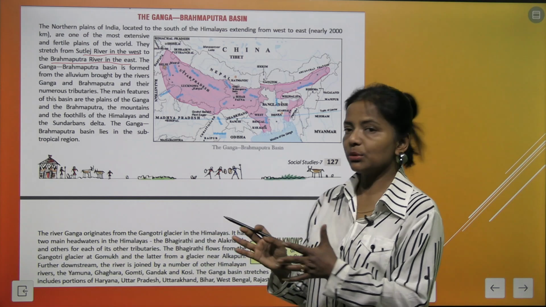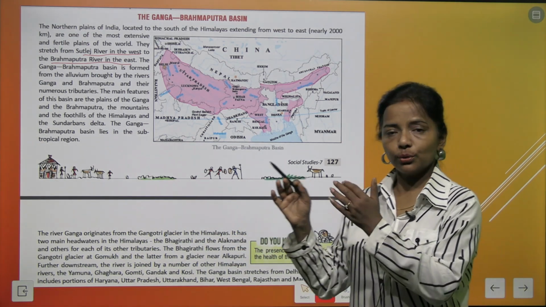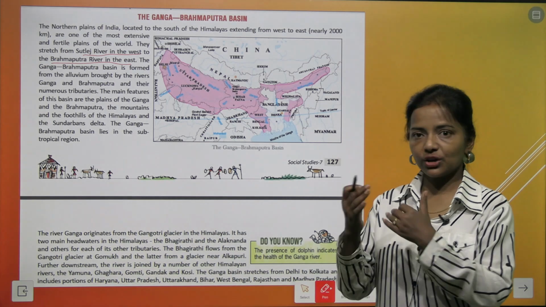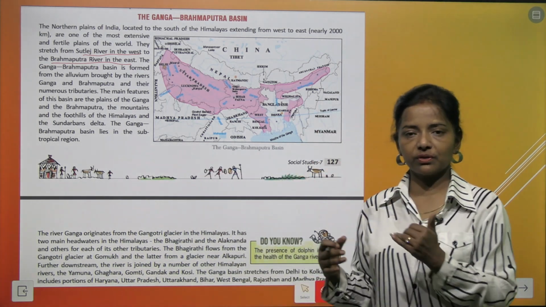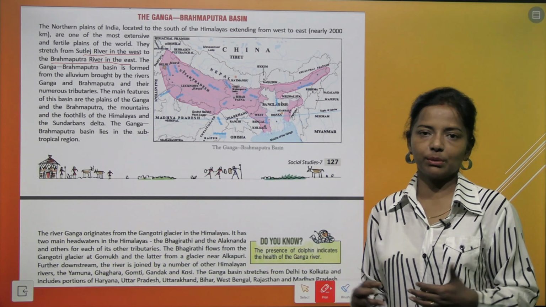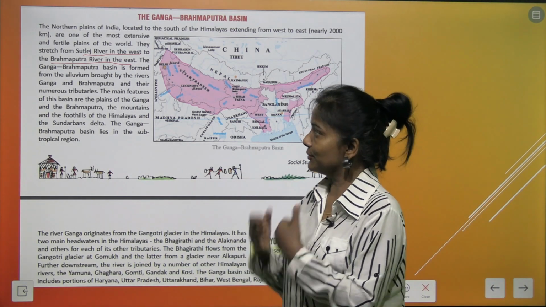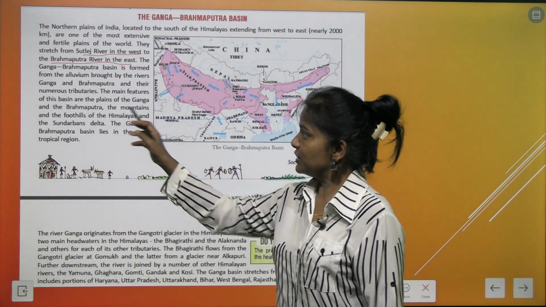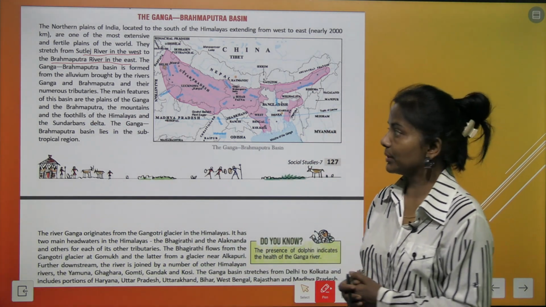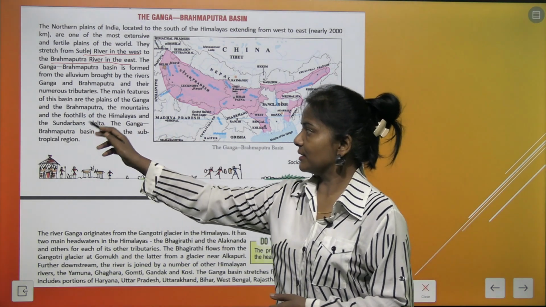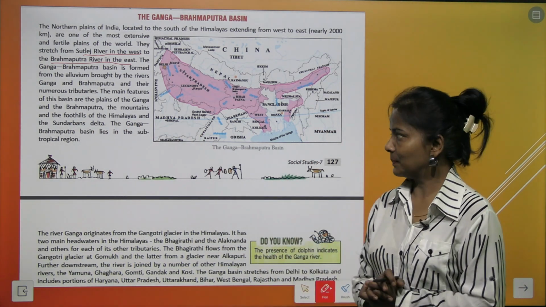अब ये जो गंगा ब्रह्मपुत्र बेसिन फॉर्म हुआ है, ये किससे फॉर्म होता है? गंगा और ब्रह्मपुत्र रिवर्स से और उनकी अलग अलग ट्रिब्यूटरीज से जो एलुवियम आता है, उससे ये बेसिन फॉर्म होता है. The main features of this basin are the plains of the Ganga and Brahmaputra, the mountains and the foothills of the Himalayas and the Sundarban Delta.